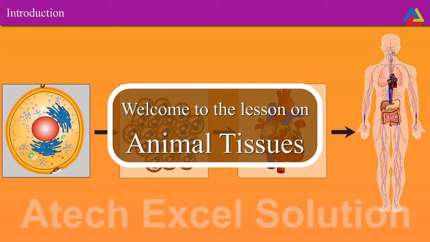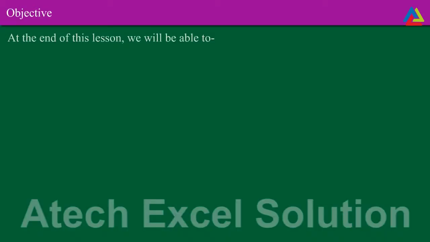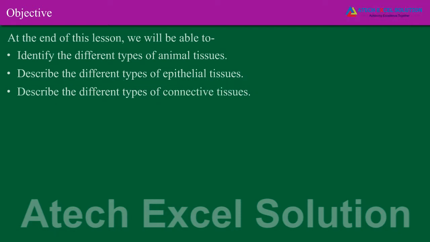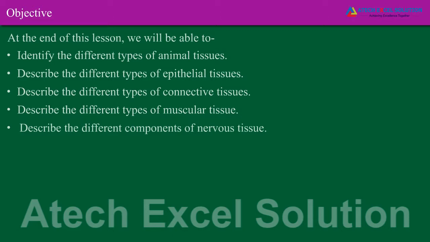Welcome to the lesson on animal tissues. We'll be able to identify the different types of animal tissues, describe the different types of epithelial tissues, describe the different types of connective tissues, describe the different types of muscular tissue, and describe the different components of nervous tissue.